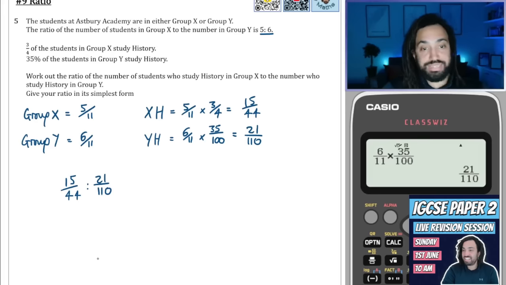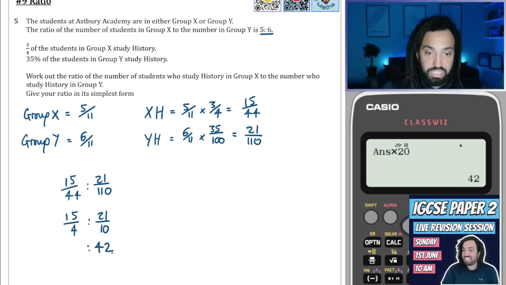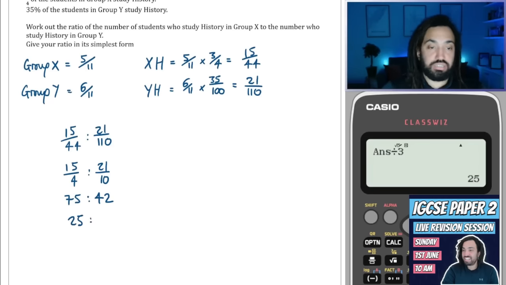Okay, and then what we're going to do is we're going to times both of them by 11. That should simplify things a little bit. So if I times this side by 11, we get 21/10, times this side by 11, and that will give us 15/4. Okay, nearly there. Let's times both sides by 20 now, because that should get rid of some of the fraction bits. So 15/4 times 20 gives us 75. And then finally I've noticed that we can divide both of these by 3. So divide that by 3 to get 25, and divide this one by 3, and we get 14. Cracking, what a cracking question that was.